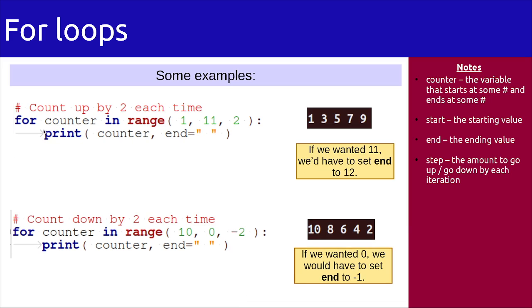Here's counting up by twos. So we have for counter in range, going from 1 to 11, not including 11. Step up by 2 each time. So then it goes 1, 3, 5, 7, 9. If we wanted 11 at the end, we'd have to put 12 here. Counting down, counter in range, 10 to 0, not including 0. Go down by 2 each time, so we put -2. So we get 10, 8, 6, 4, 2.